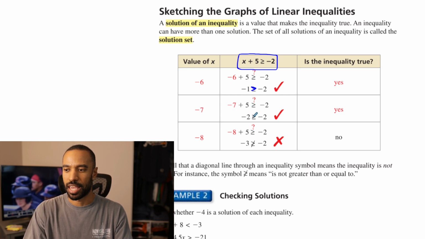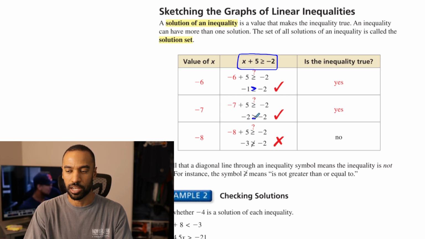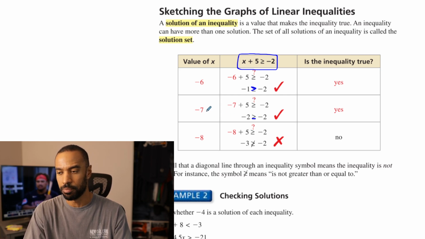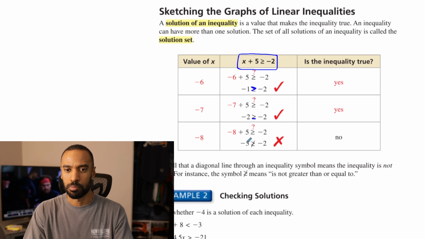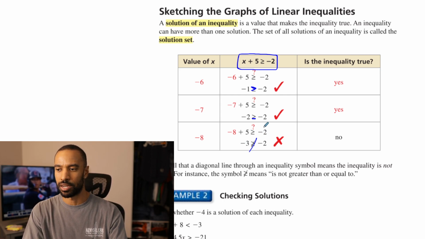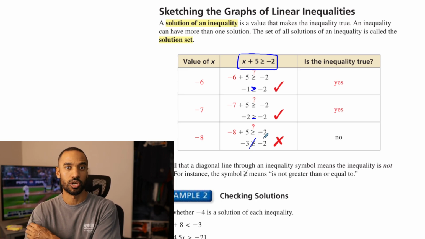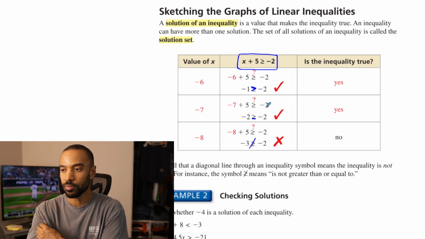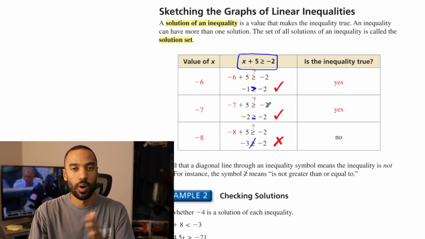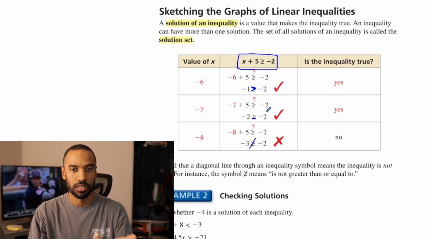Negative 7 plus 5 is negative 2. It may not be greater than negative 2, but it is equal to it, so that also satisfies the inequality. Negative 7 is good. And then negative 8 doesn't because you have negative 3. Negative 3 is not greater than negative 2. It's not equal to negative 2. It's actually less than. Larger negative numbers are smaller. So you start to see the threshold between what does and doesn't work in the scenario just by testing points, unless they request certain points.